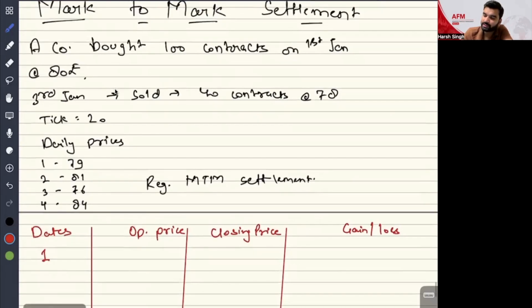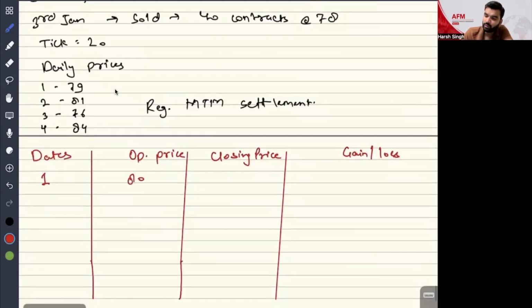I bought 100 contracts at 80. Closing price was 79. So what will be the gain or loss? Closing is 79, opening is 80. So the gain or loss is -1 multiplied by the total number of contracts 100, multiplied by tick 20. It will be equal to -2000. Right?